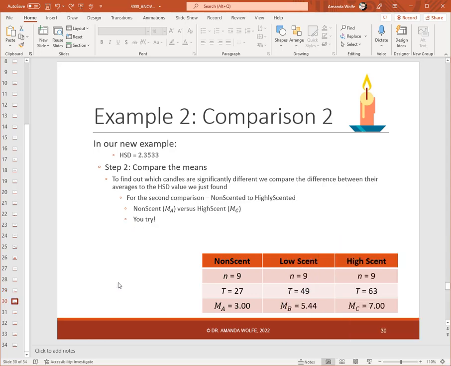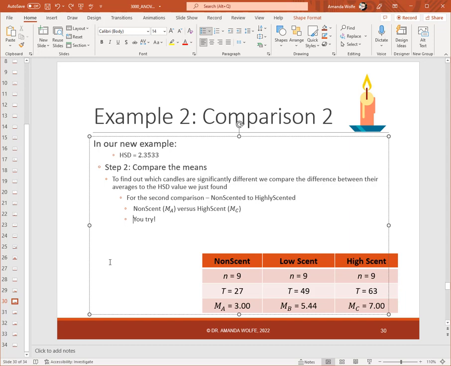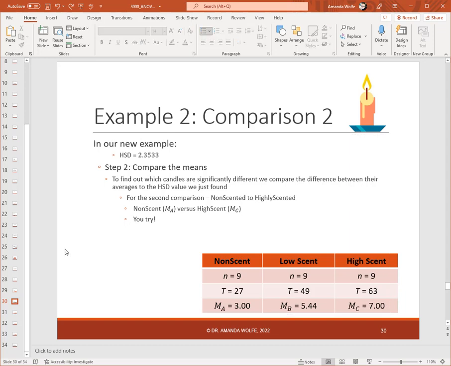So I'm going to let you do the next one. I want you to compare the non-scented candles to the highly scented candles. Again, remember what you're going to do is take the average for the non-scented candle and the average for the highly scented candle and subtract them. You compare that value to your Tukey's value to see if there is a significant difference. Pause and see what you get.